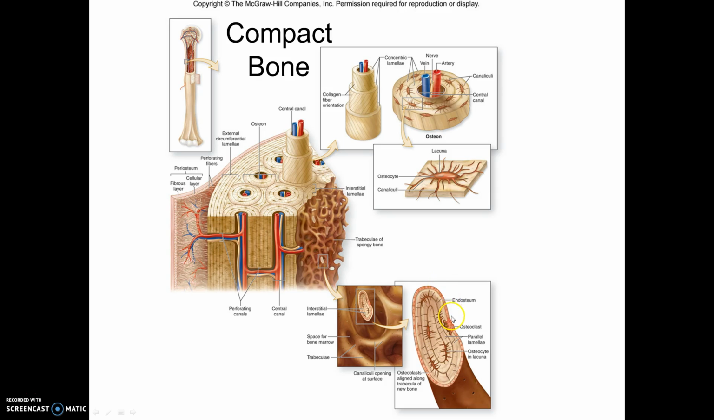So here's the endosteum, which remember has those three different types of cells. Osteoclasts are the only ones here. It looks like they're shown. There's some osteoblasts shown over here too, and osteoprogenitor cells would be in this layer too.